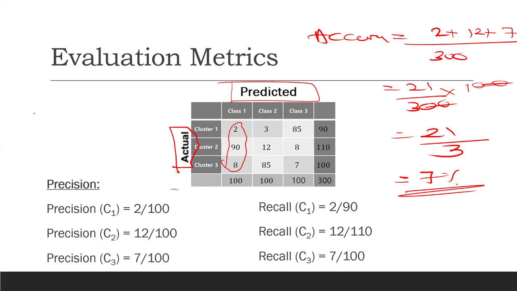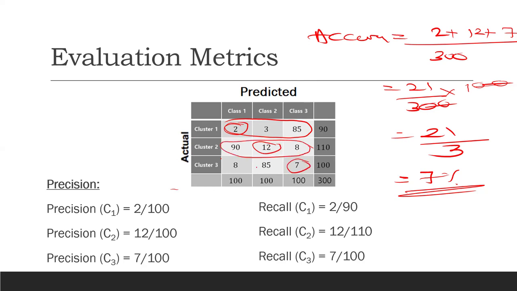Precision of class 1, C1, class 1 we consider as C1. So 2 plus 8 plus 90, so it is equal to 2 over 100. Similarly, precision of class 2, 12 over 100. Precision of class 3, 7 over 100, right? This is precision. Similarly, if you look at the recall, recall is related to actual. Recall of class 1 means out of actual instances, how many are correct. So 2 over 90, here 12 over 110, here 7 over 100, right? So this is the way we can calculate the recall values. Then F1 score is equal to 2 into precision into recall over precision plus recall.